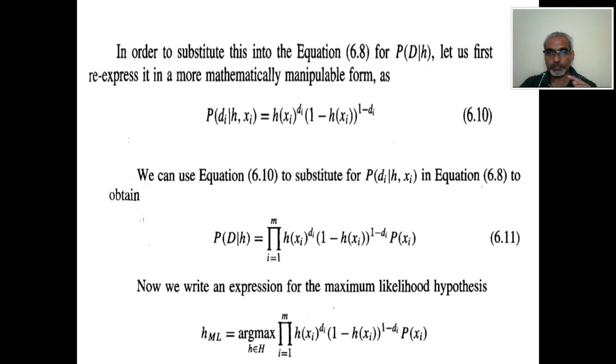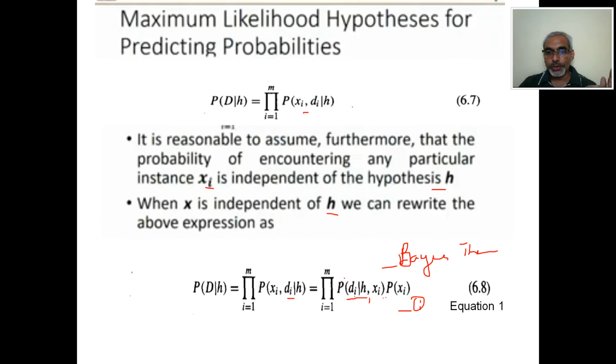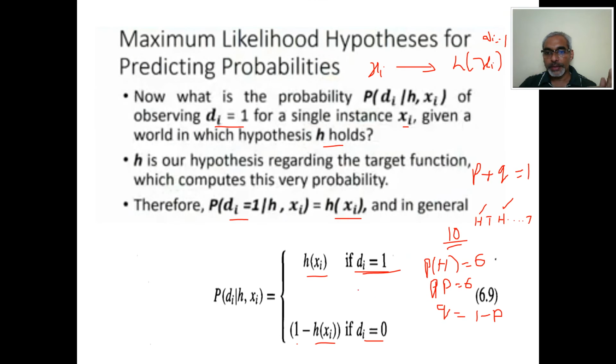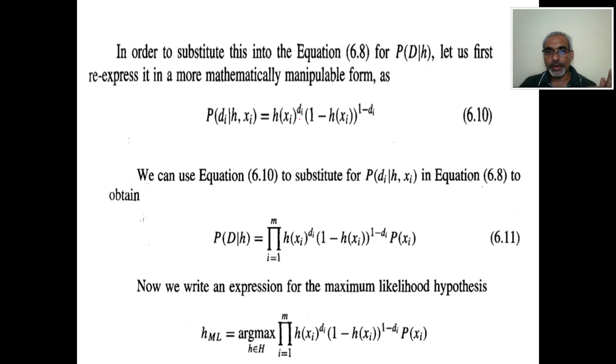Mathematically we are writing it like this. Clear? So now, in order to substitute this into our equation 6.8, this entire right hand side of equation 6.8, now we got this, right? The probability of di given h comma xi can be written in this particular form. So we will substitute that. When you substitute, we get h of xi to the power of di multiplied with 1 minus h of xi to the power of 1 minus di.